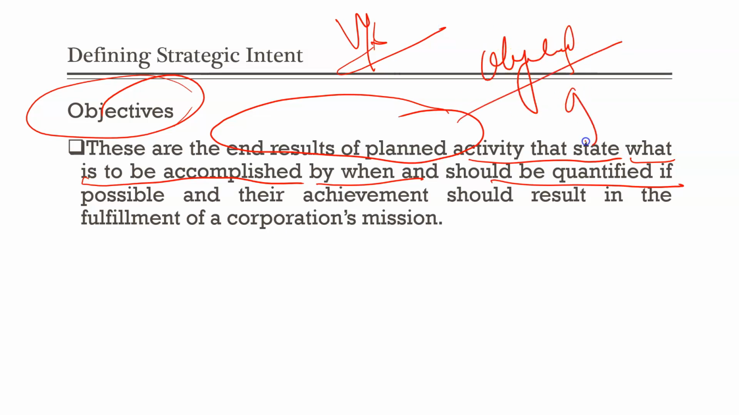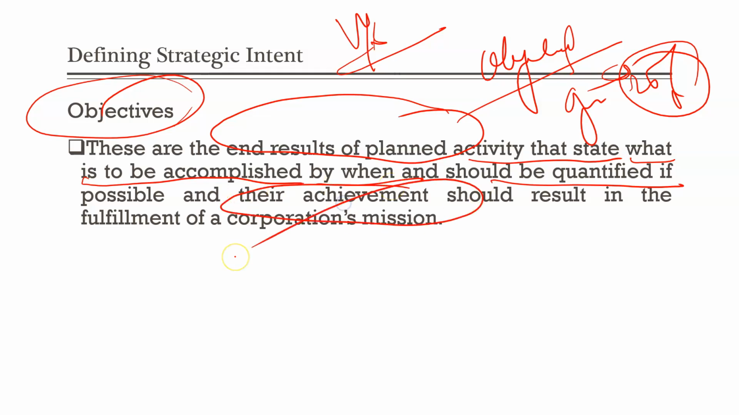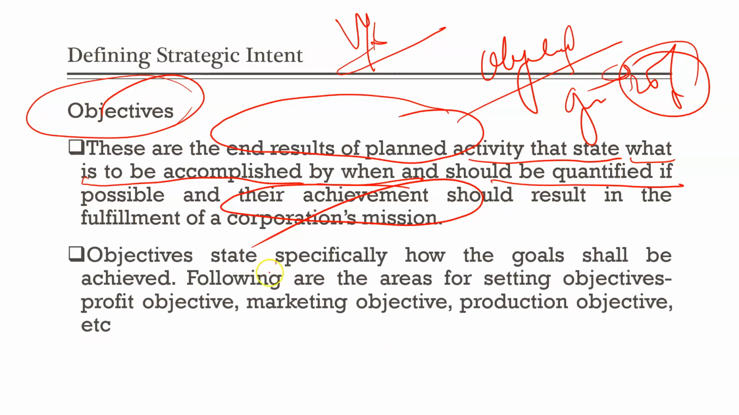That we want to gain a market share of 20%. That means you are talking about something in numbers, something in quantity, right? And that pushes you to achieve that. And you try to measure your objectives, whether they have been achieved or not. And every smaller objective helps you in contributing towards your corporate mission and vision. So objectives state specifically how the goals shall be achieved.